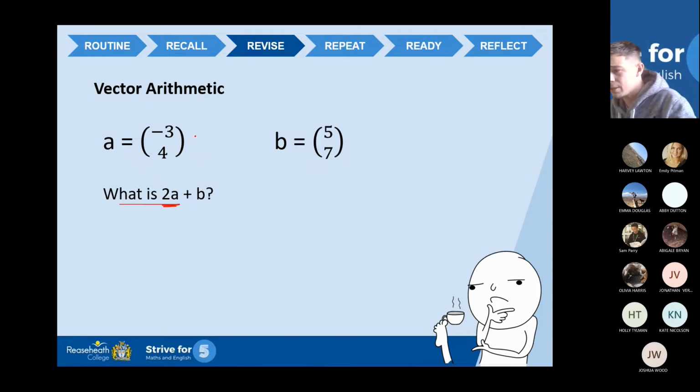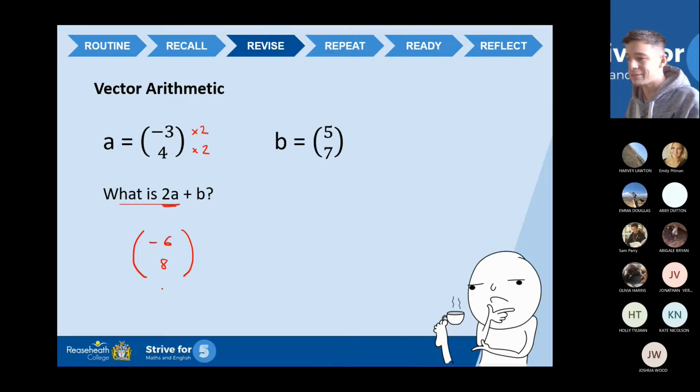Yeah. So take minus 3 times it by 2, 4 times it by 2, and then that'll give me my new vector to work with. So minus 3 times 2 will give me minus 6. And then 4 times 2 is 8. And then we're going to add it to B. Remember, B stays the same. So that's going to be (5, 7). Remember, add across the top, add across the bottom. And because it's a calculator paper, use a calculator.